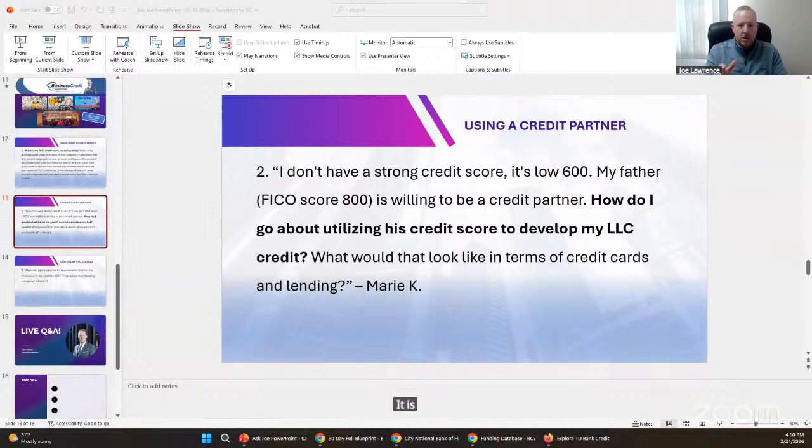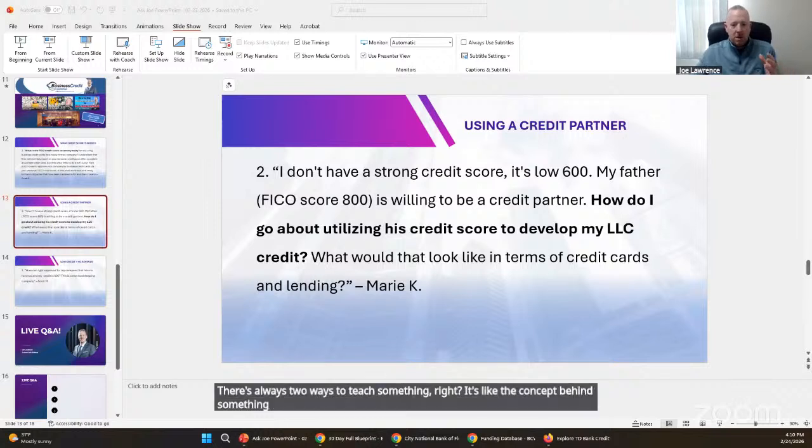There are always two ways to teach something, right? There's the concept behind something, but then also the over-the-shoulder view, like literally, what does that actually look like in terms of business credit cards? So let me show you.